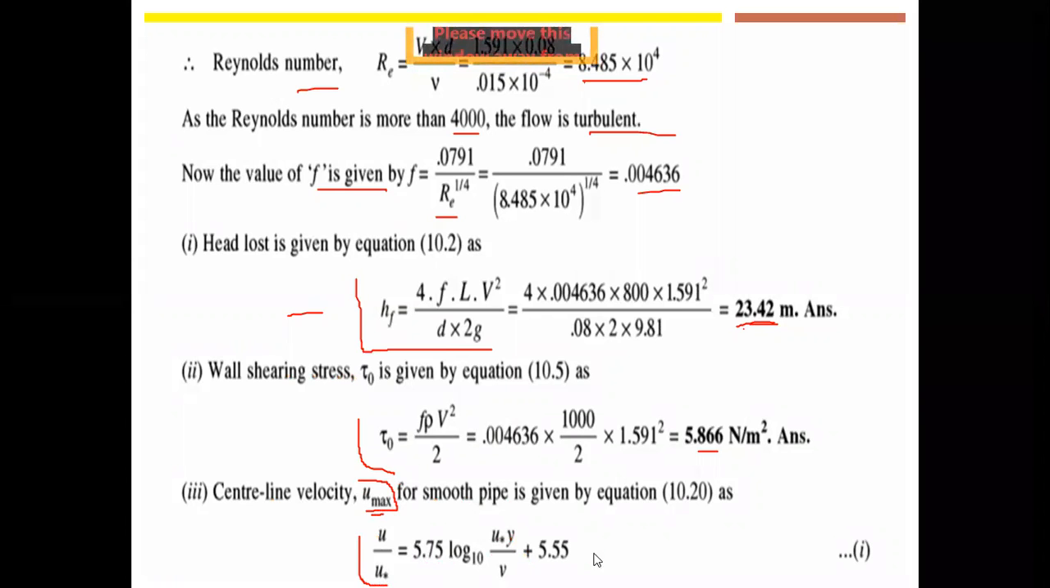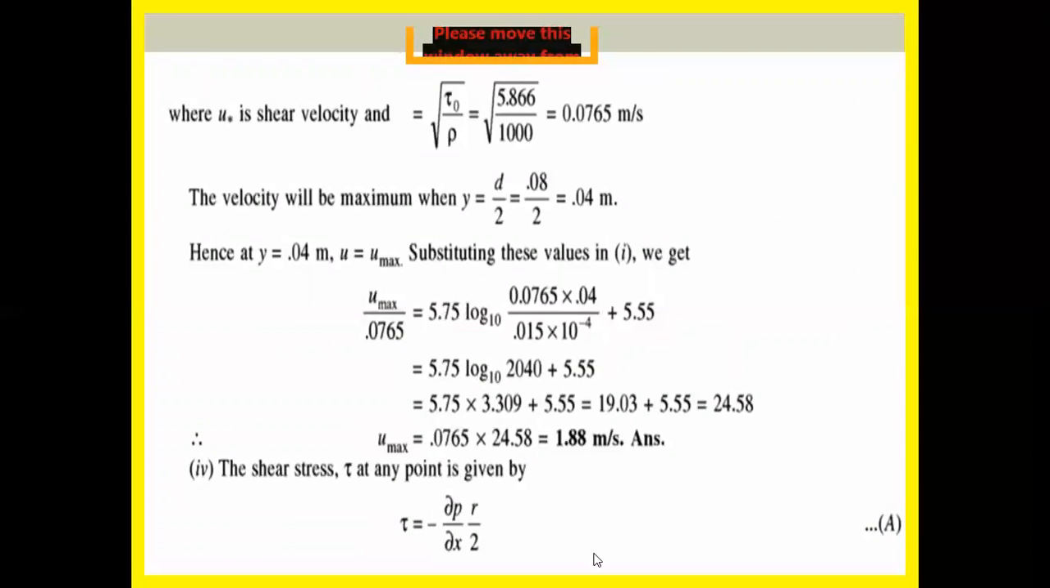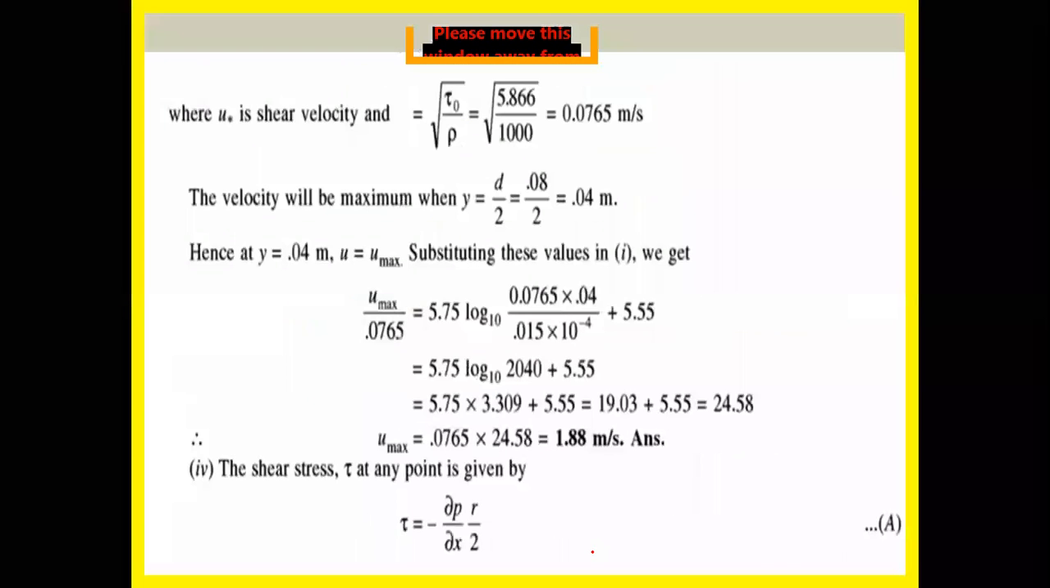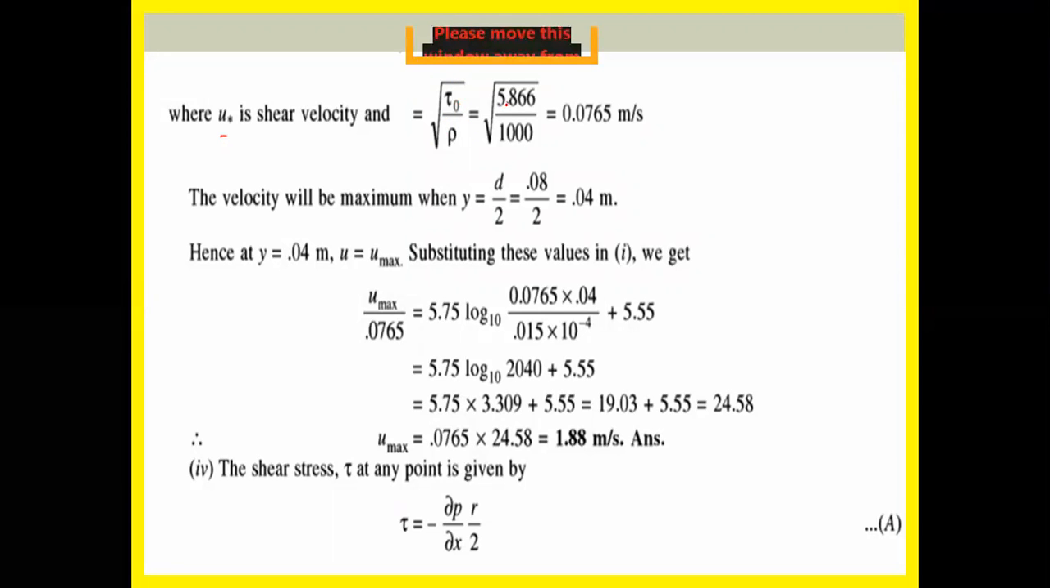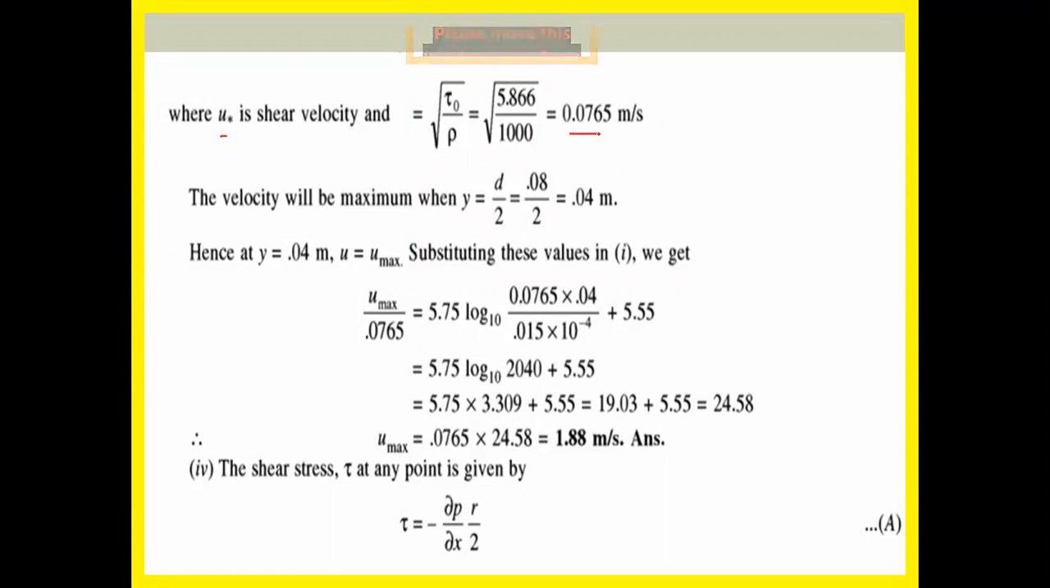Now substituting those values, here we have to find u star, that is equal to root of tau naught by rho. Tau naught is 5.866, which we have already got, divided by 1000. The value is this one.